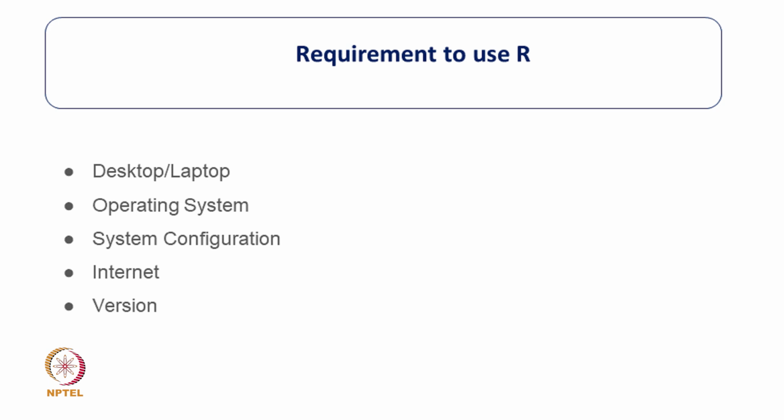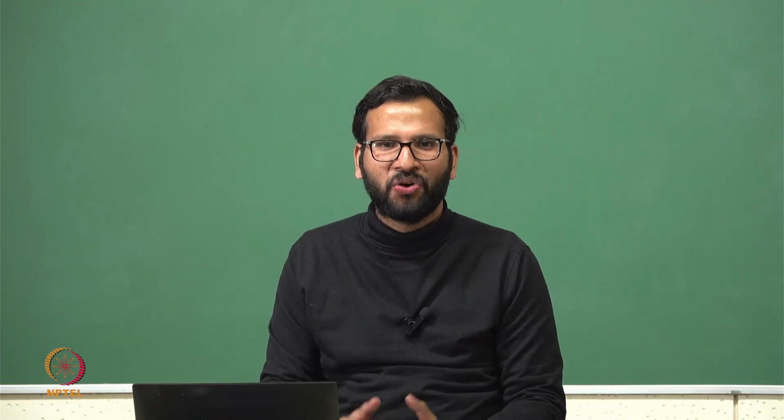So the first version was launched in 2000, and after that at regular intervals a lot of versions have been released by the R community, and this is particularly required when, say for example, you are using some packages that are compatible with some specific version. So it is always preferable to use the latest stable version for doing the analysis. So let's start the installation of R.